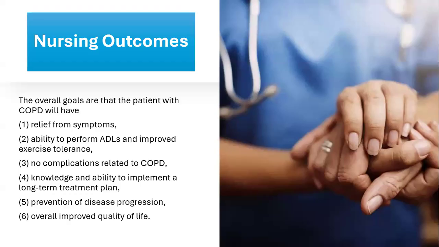Okay, for the next one is the nursing outcomes. These are all the goals that the nurses want the patient have after they give the implementations. The first one is we expect the patient have relief from symptoms, have ability to perform ADLs and improve exercise tolerance.